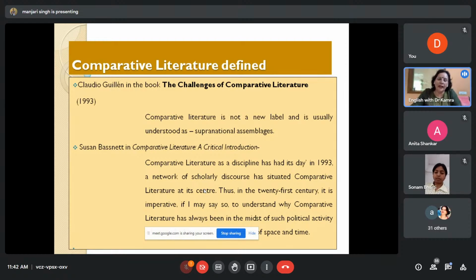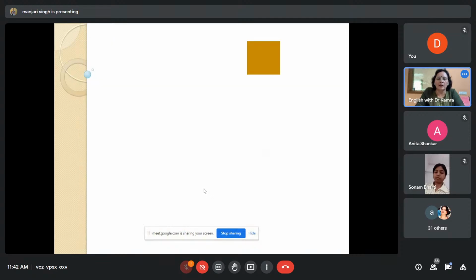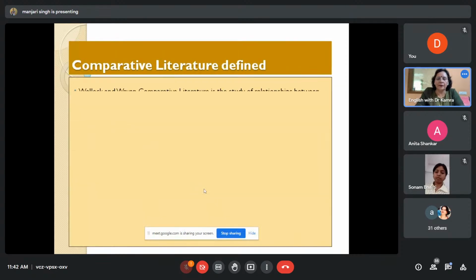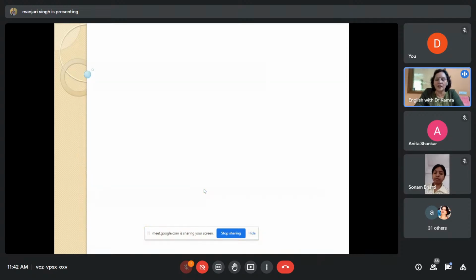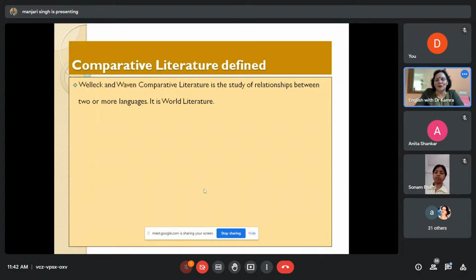Then Wellek and Warren. I'm sorry that there's a spelling error here. It is Warren. The next slide. Comparative literature is the study of relationships between two or more languages. It is world literature. So, in comparative literature, you find comparison is mandatory. It's a vital tool. Without this, there can be no comparative literature.